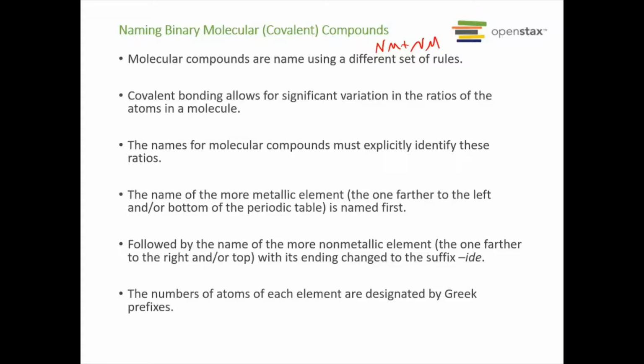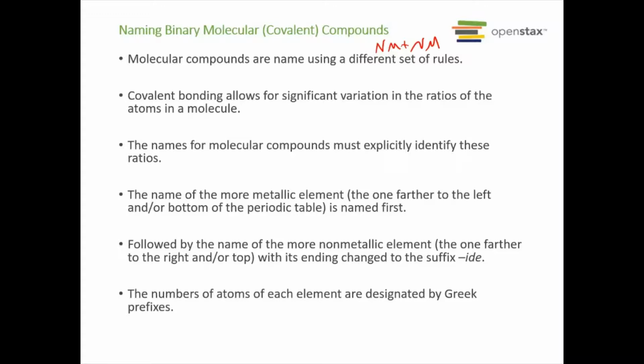So we actually have to explicitly identify what these numbers are in a molecular compound name. The way that we name these is the non-metal that is the most metallic, aka the one furthest to the left. Doesn't mean it's a metal, it just means it's the most metallic-like, and we'll talk more about that when we talk about periodic trends. That comes first, and we just use its full name.